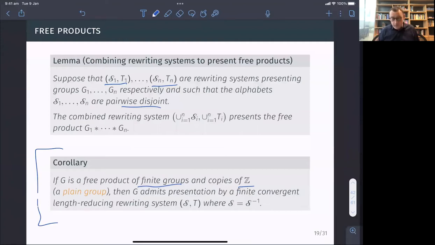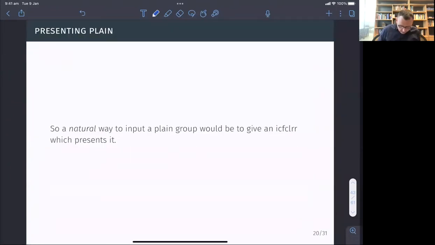The result that I'm not going to have time to go through in detail is that if the inputs are two finite convergent length reducing rewriting systems, which we're promising present plane groups, then we have an algorithm which can decide whether or not they're isomorphic within this complexity class. So that's the main result. I'll wrap up. A natural way to input a plane group would be to give one of these rewriting systems.